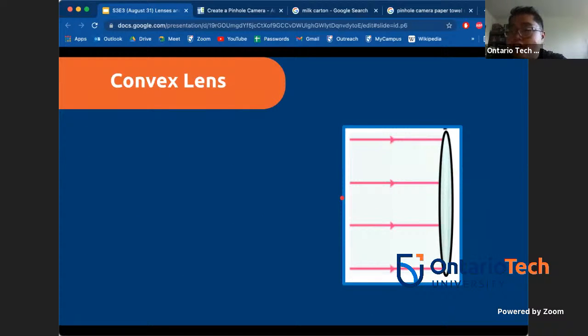So the first thing we're going to look at is a convex lens. It's this lens over here that's thicker in the middle and thinner as you go to the edges. So these are the light rays over here, pointing towards the lens. Does anyone know what will happen? What do you think will happen when the light rays hit the lens? Where do you think the light will go out afterwards?